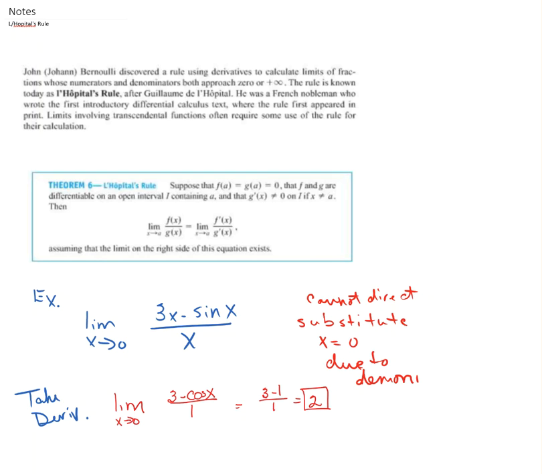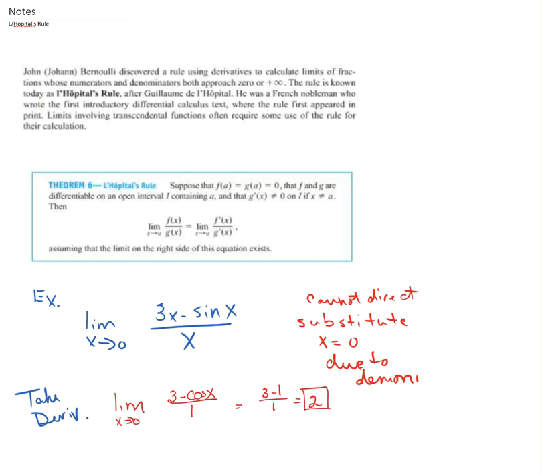This is section 4.5, and this is about L'Hopital's rule. John Bernoulli discovered a rule using derivatives to calculate limits of fractions whose numerators and denominators both approach zero or positive infinity. The rule is known today as L'Hopital's rule. He was named after Guillaume de L'Hopital, a French nobleman who wrote the first differential calculus text where the rule first appeared in print. Limits involving transcendental functions often require some use of the rule for their calculation.